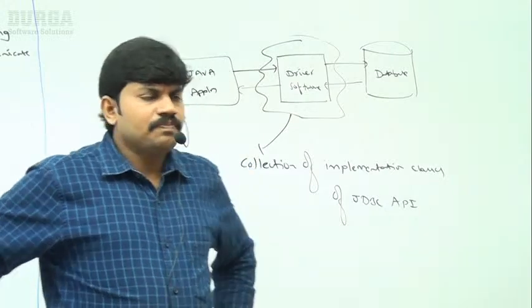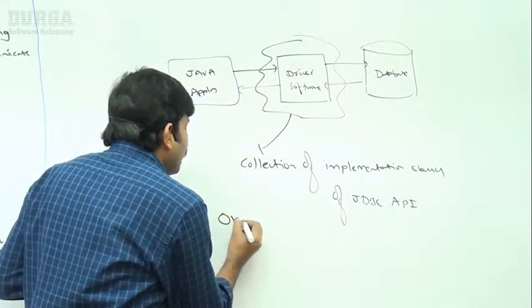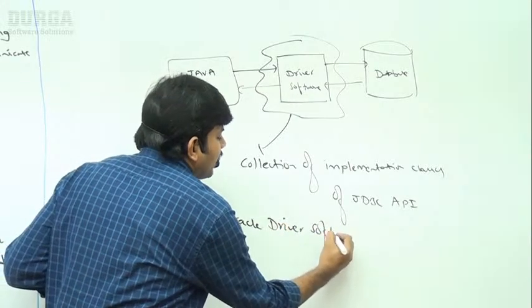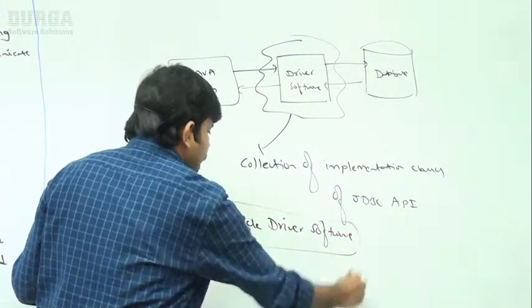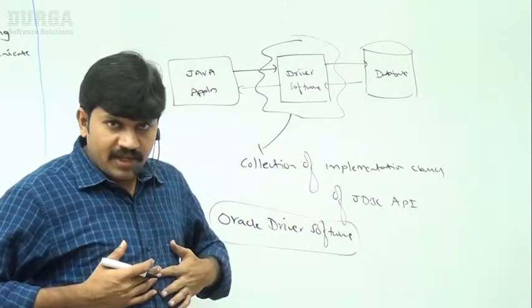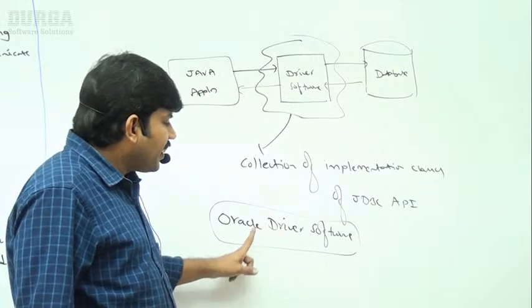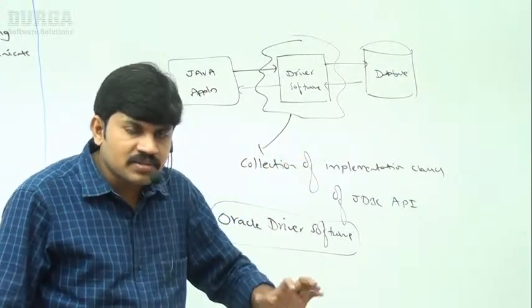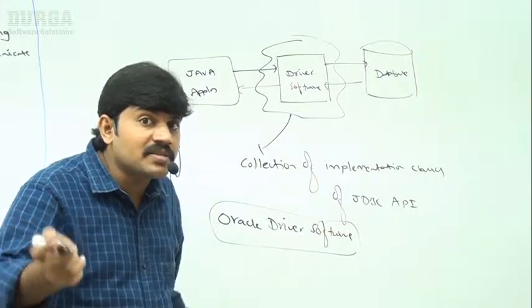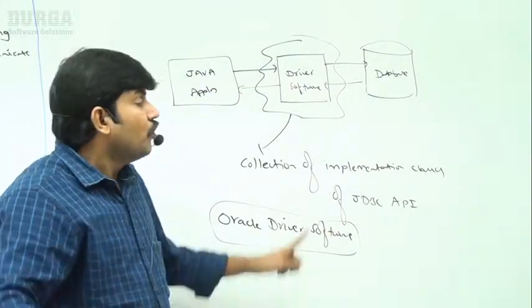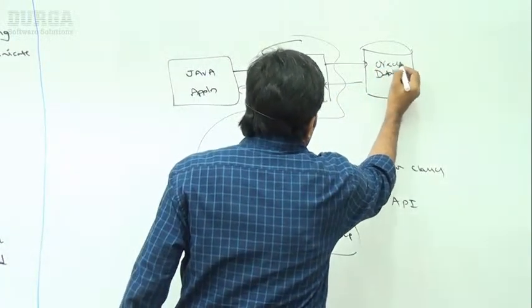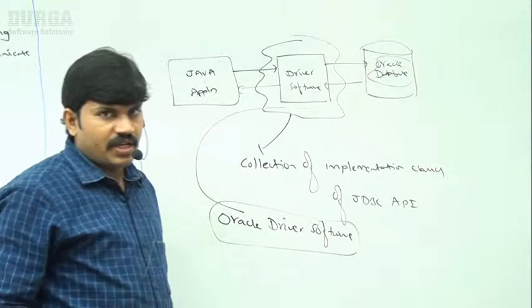Sir, for example, I have Oracle driver software. Have you observed, right? Oracle driver software is there. Can you spell out the meaning of this? Oracle driver software I have. The meaning is, Oracle driver software is a collection of implementation classes of JDBC API, which can be used to communicate with the Oracle database. Everyone can understand, right?